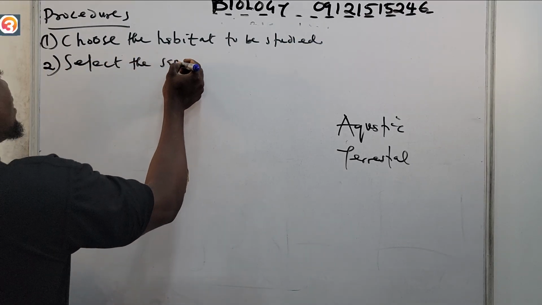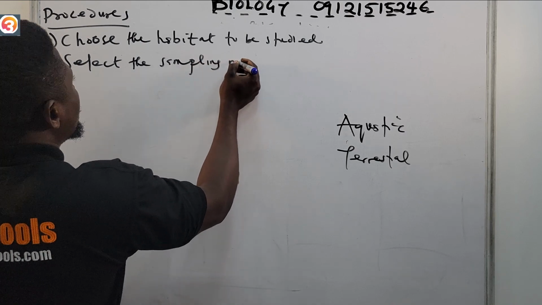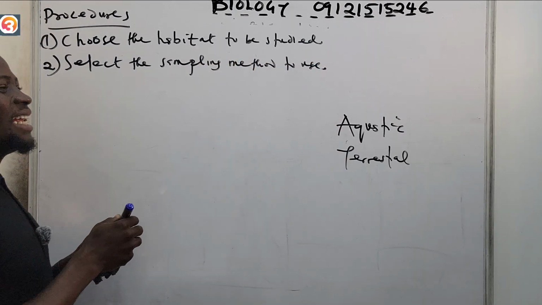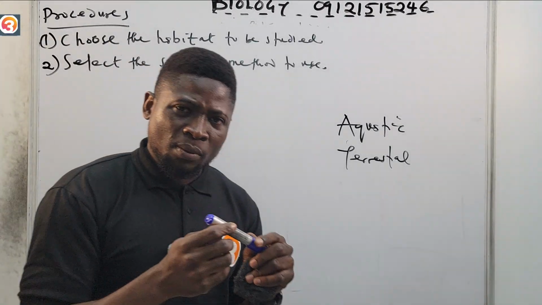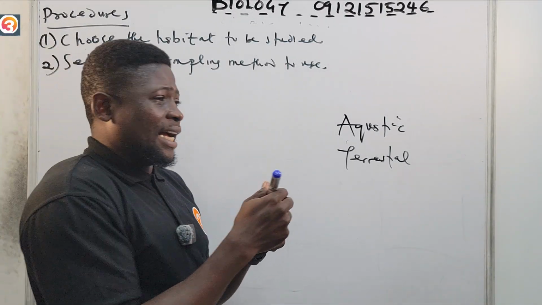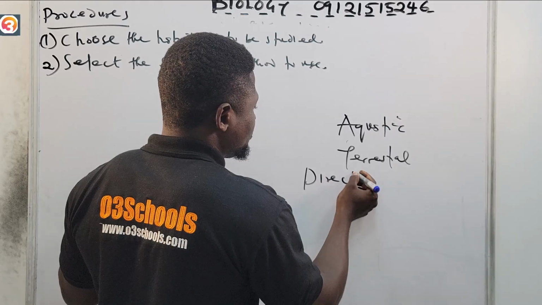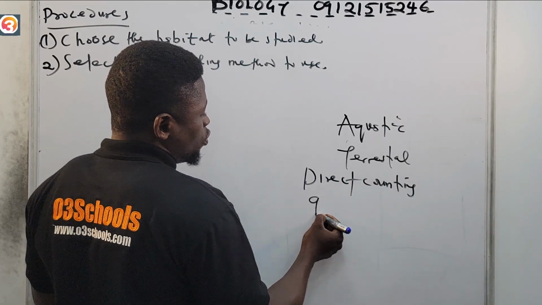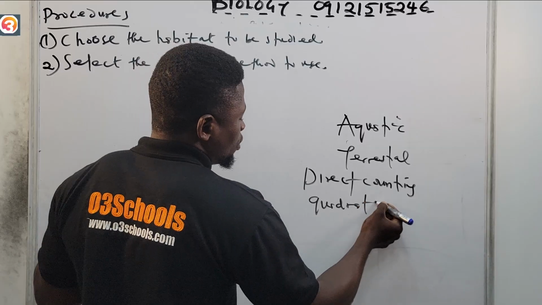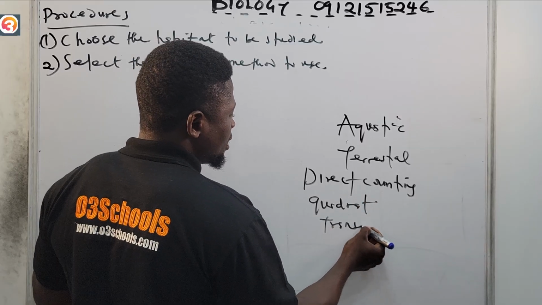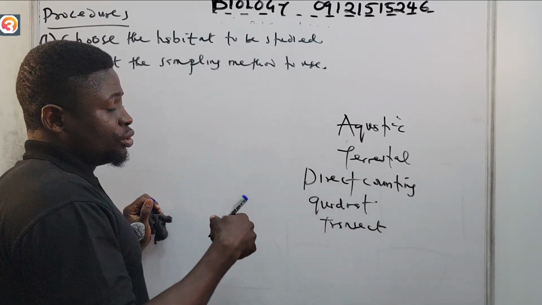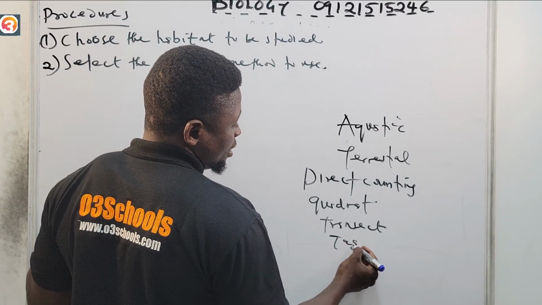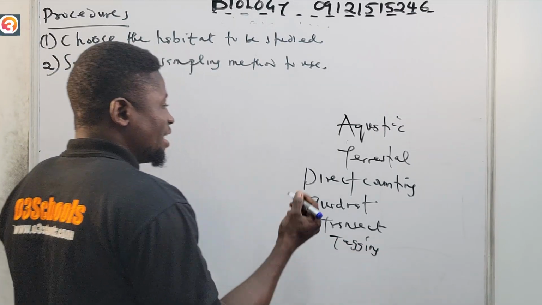You must select the sampling method to use. Are you going to use direct counting? Are you going to use quadrats? Are you going to use transect? Or are you going to use the last one, which is tagging, the capture, release, and recapture method.